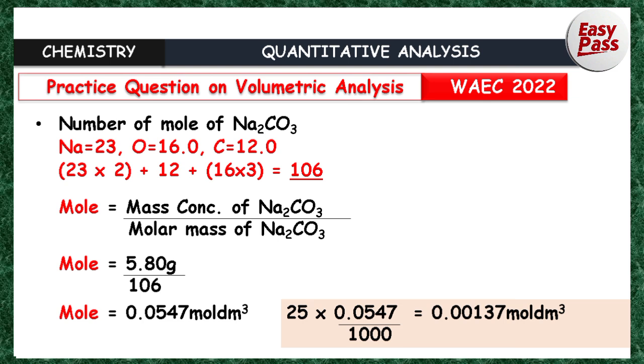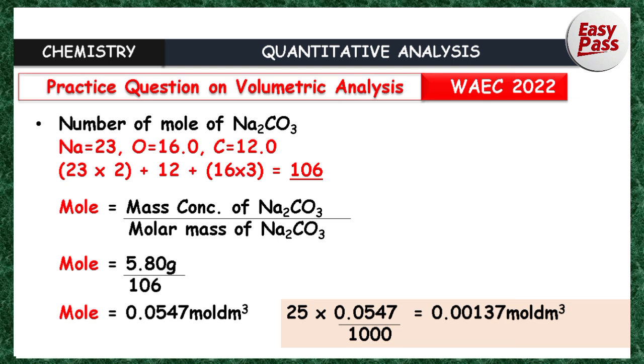When you apply the formula n equals CV, you also get your answer. That is to say, your C is 0.0547, while your V is 25 divided by 1000. When you multiply, you get 0.00137 mol.